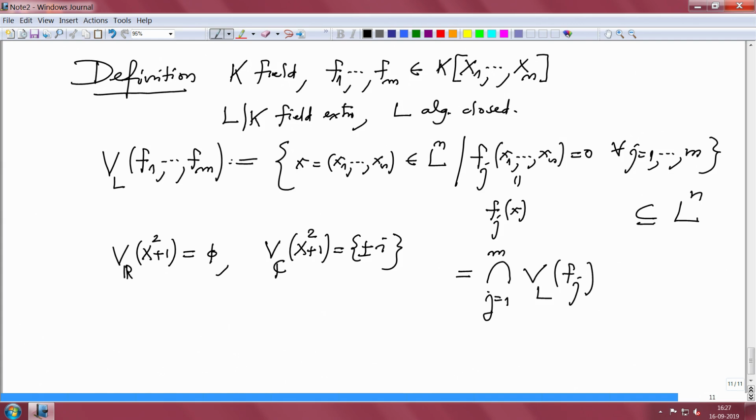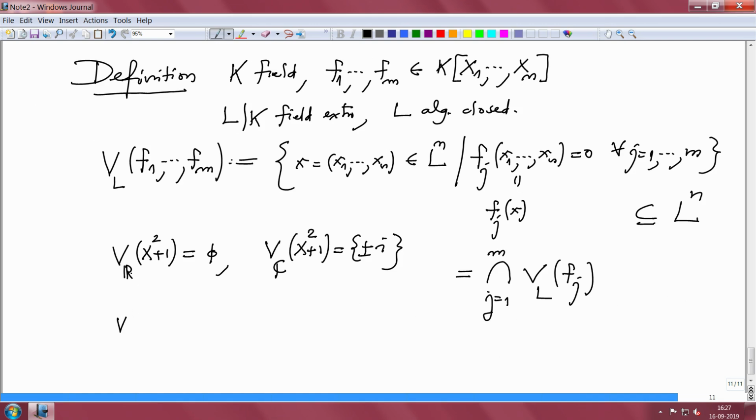So, here also in principle we could understand this solution set better if we know it for one polynomial in several variables, but the problem is also to understand intersection. So, understanding intersection, I will just say the following. What do I mean by understanding?